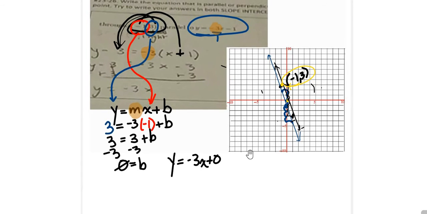So your method was correct, and then I showed you a secondary method. So I'm going to show you both methods for all 4 of them.